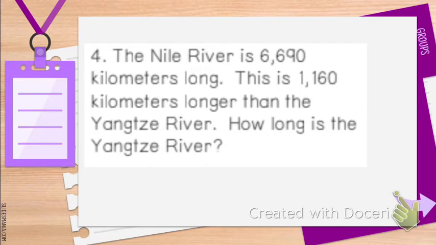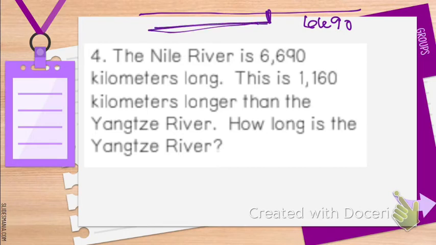Okay, the Nile River is 6,690 kilometers long. This is 1,160 kilometers longer than the Yangtze River. How long is the Yangtze River? All right, so in this problem, we have the Nile that is 6,690 kilometers, and it is longer than the other one. The other one is shorter, right? This Yangtze River is shorter. How long? So in our mind, we think that we would use subtraction, right? Well, yes, we would subtract to solve it, but that means we write the equation using the opposite, which would be an addition problem, okay?